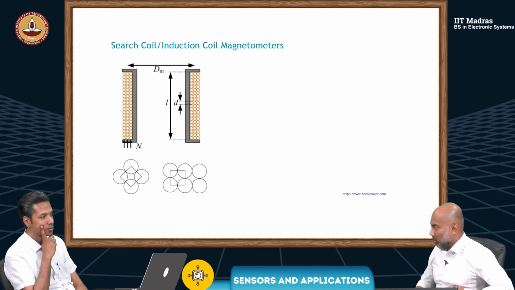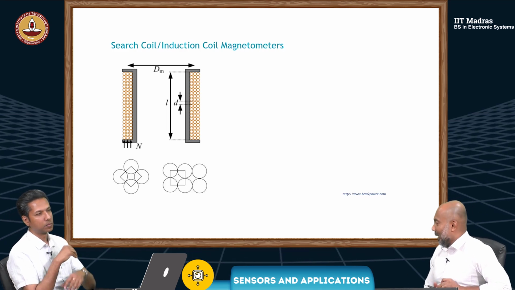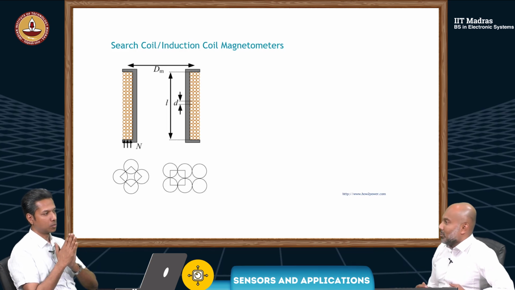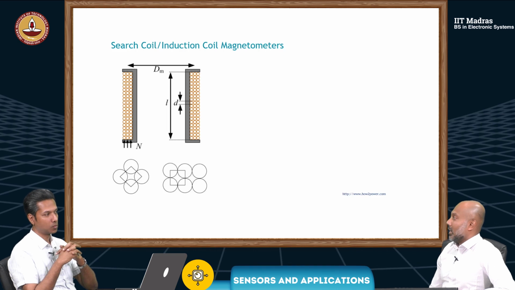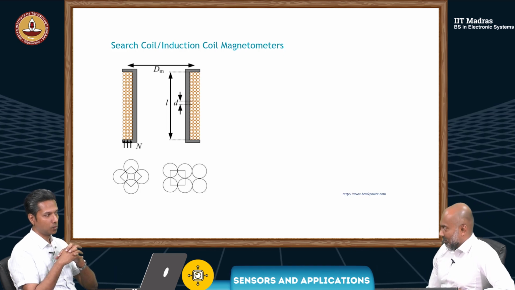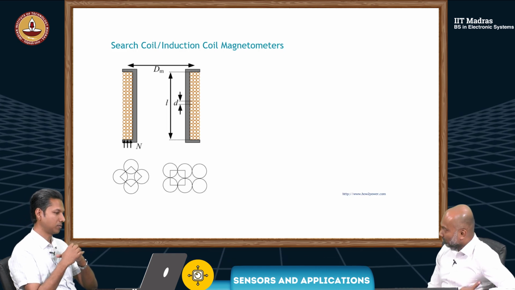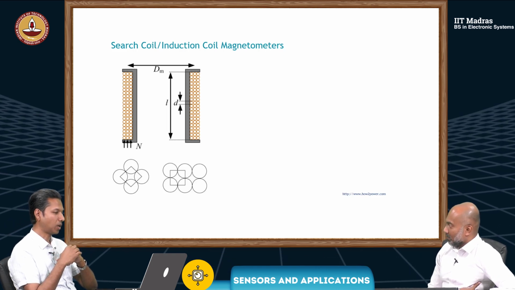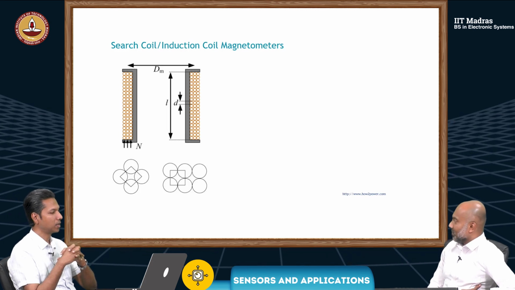Can you wind it perfectly where there's no space between the wire? Maybe you can do that with, let's say, 5 turns or 10 turns. But if you're talking about 100 turns, why is that not possible? This kind of winding will not be 100% uniform. There will be some gap.